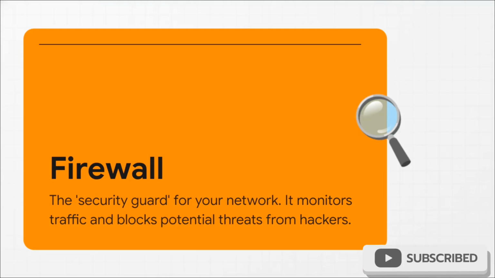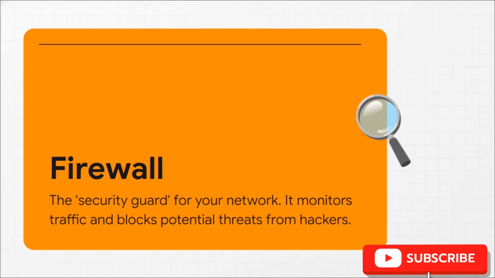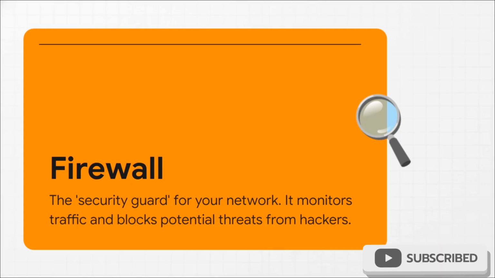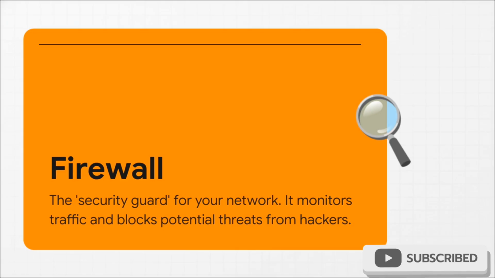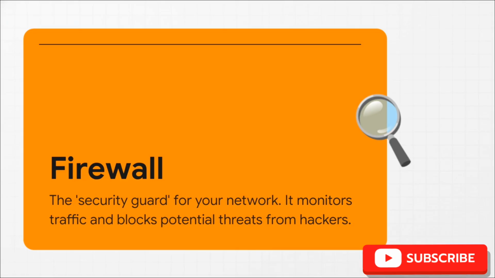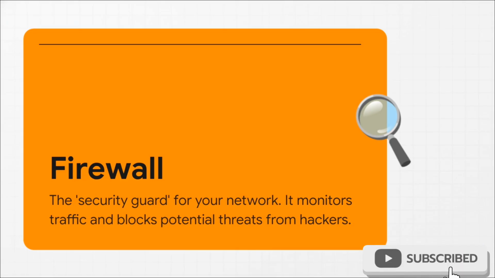Your firewall is the digital security guard for your network. It stands at the main entrance, inspecting all the data coming in and going out, and it will block anything that looks remotely suspicious or dangerous. This thing is absolutely your first and most important line of defense against threats.